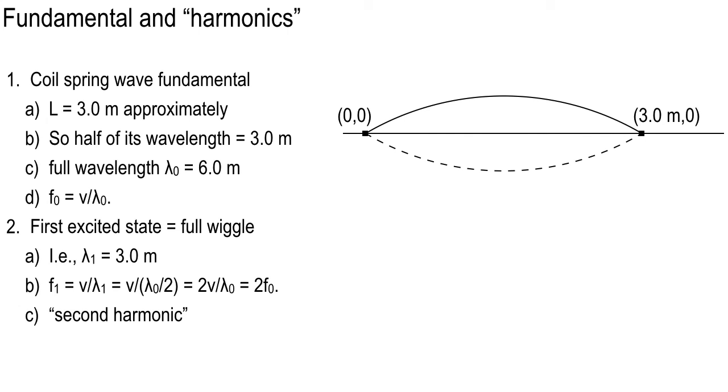And now carefully look at this set of equations here. Frequency 1, the frequency of the first excited state, is equal to V, whatever that happens to be, divided by 3 meters, lambda 1. Right? So F1 equals V over lambda 1. Lambda 1 is the same as lambda 0 divided by 2, half of lambda 0. So in the third stage of this set of equals signs, it's V over lambda 0 divided by 2. Dividing by 2 in the denominator is the same as multiplying by 2 in the numerator. So the fourth stage right here, 2V divided by lambda 0.